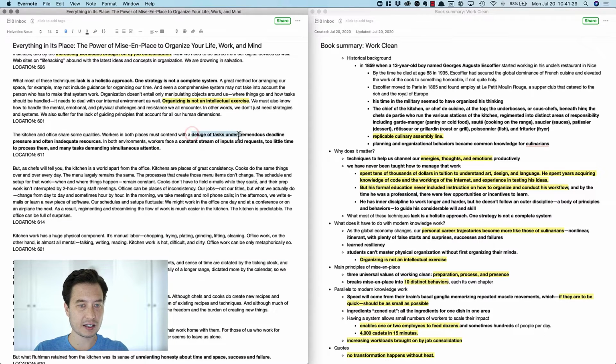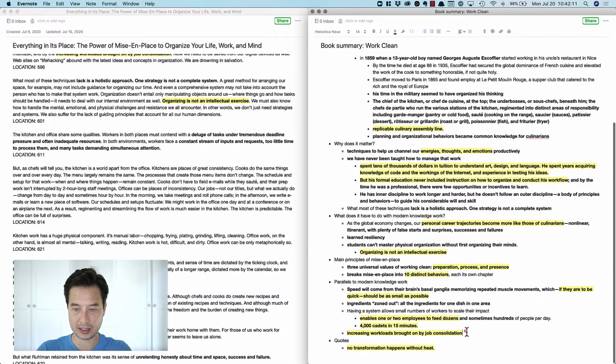Okay, deluge of tasks. I really like the language here. It's really evocative. A deluge, a flood of tasks under tremendous deadline pressure, inadequate resources, a constant stream of inputs and requests, too little time. You really feel that this person gets what it's like. It resonates with me. This has been my experience, and I know it's going to resonate with a lot of other people. So it's interesting because he's explicitly talking about the parallels between the kitchen and the office. He's already identified for me the parallels between the modern office and the modern kitchen. So I'm just going to copy that whole thing and put it under parallels here.